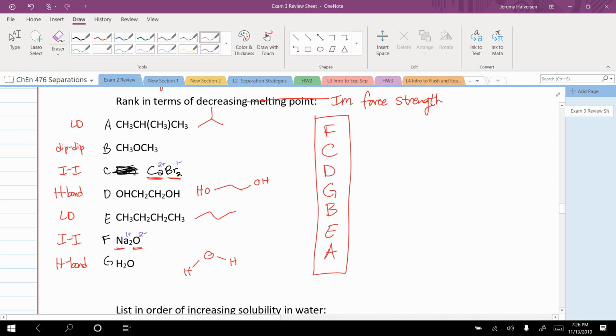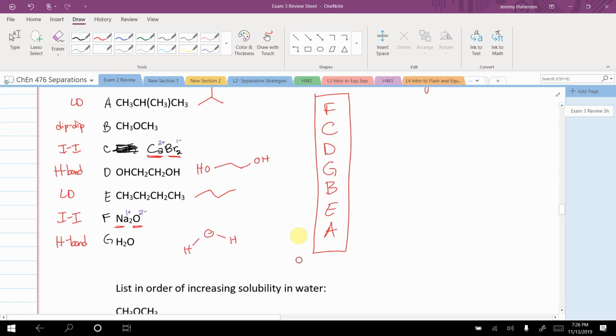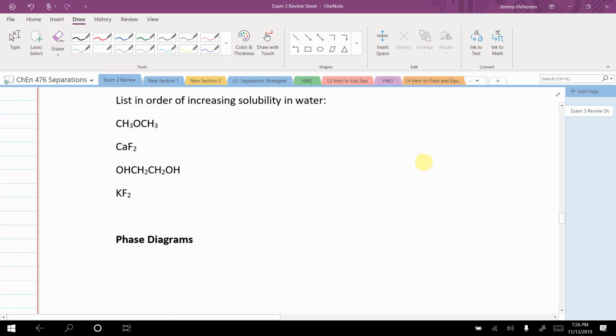Okay, we good? Sweet. I tried to cover as much as I could about intermolecular force and strength in one question. Obviously not all of it. So: list in increasing solubility in water. You guys want me to talk about this one? Yes, please. So what's going to make something soluble in water?